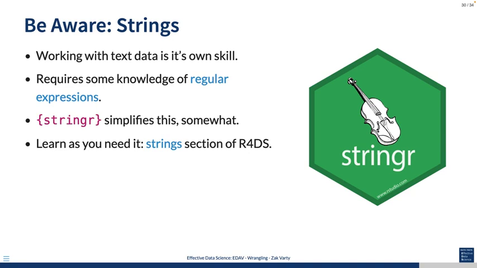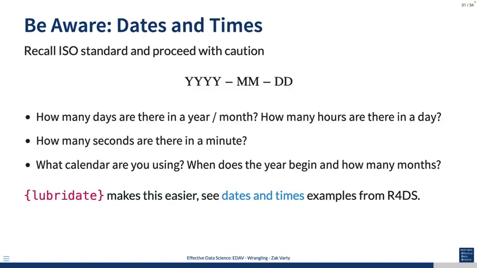Even when you're not analysing text data, these can be useful. So, for example, to remove prefixes on lots of column names. These stringr functions do assume some knowledge of regular expressions. So, unless you plan to work extensively with text data, I'd recommend that you look up these string manipulation tools as and when you need them. The strings section of R for Data Science is a really useful starting point here.